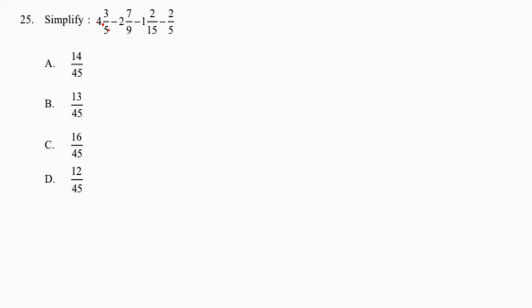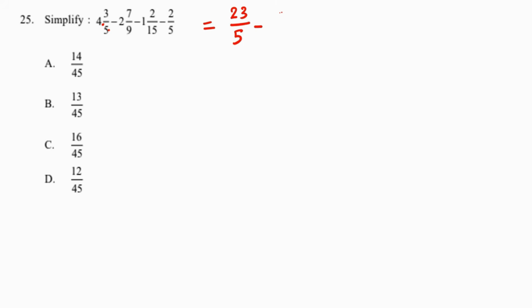Moving on to our next question, number 25. Over here, we have an expression which has to be simplified: 4 3 by 5 minus 2 7 by 9 minus 1 2 by 15 minus 2 fifth. So first, let's convert them into improper fractions. 5 fours are 20, plus 3, 23 by 5. Minus 9 twos are 18.